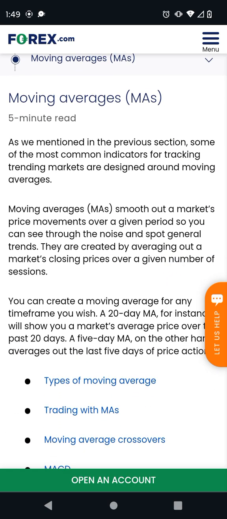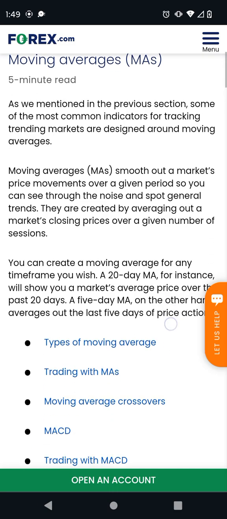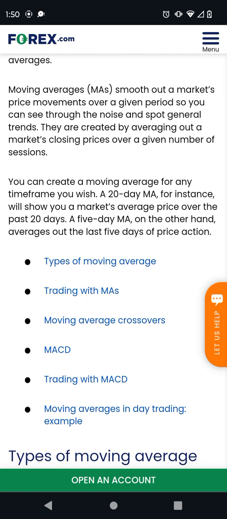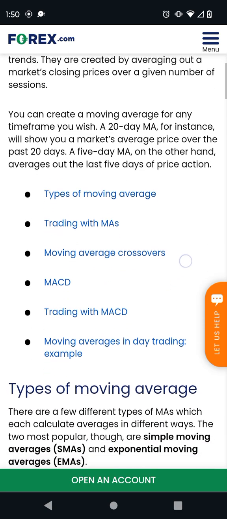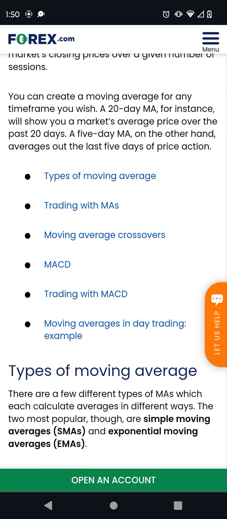As we mentioned in the previous section, some of the most common indicators for tracking trending markets are designed around moving averages. Moving averages smooth out a market's price movements over a given period so you can see through the noise and spot general trends. They are created by averaging out a market's closing prices over a given number of sessions. You can create a moving average for any time frame you wish. A 20-day moving average, for instance, will show you a market's average price over the past 20 days. A 5-day MA, on the other hand, averages out the last 5 days of price action.